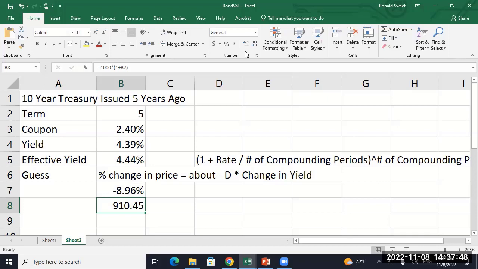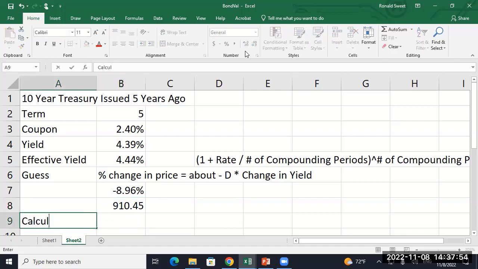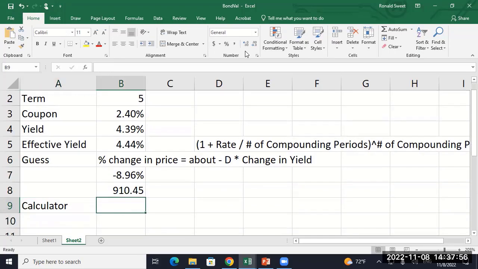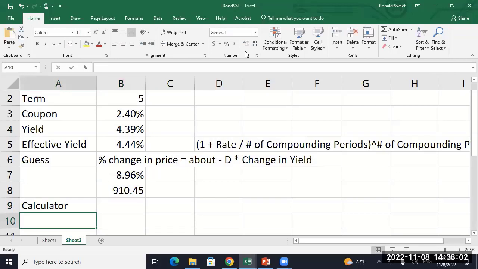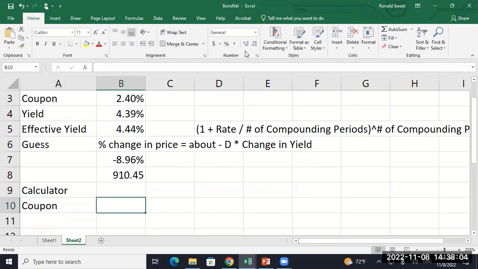That's going to be pretty close. We were pretty close last time, weren't we? I think within a few pennies. You can do the calculator. What does the calculator do? It does the coupon. How much is our coupon? Our coupon is going to be $1,000 times our coupon divided by 2. So we're going to get $12.